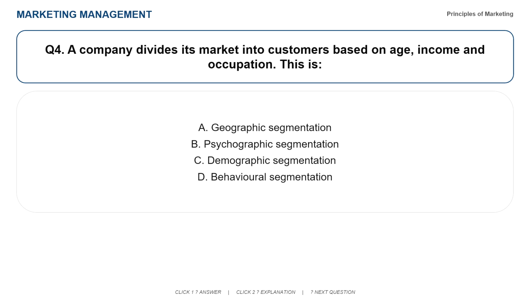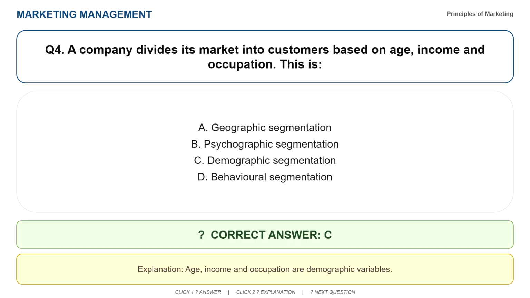Question 4. A company divides its market into customers based on age, income, and occupation. This is: Option A, geographic segmentation. Option B, psychographic segmentation. Option C, demographic segmentation. Option D, behavioral segmentation. The correct answer is C. Explanation. Age, income, and occupation are demographic variables.